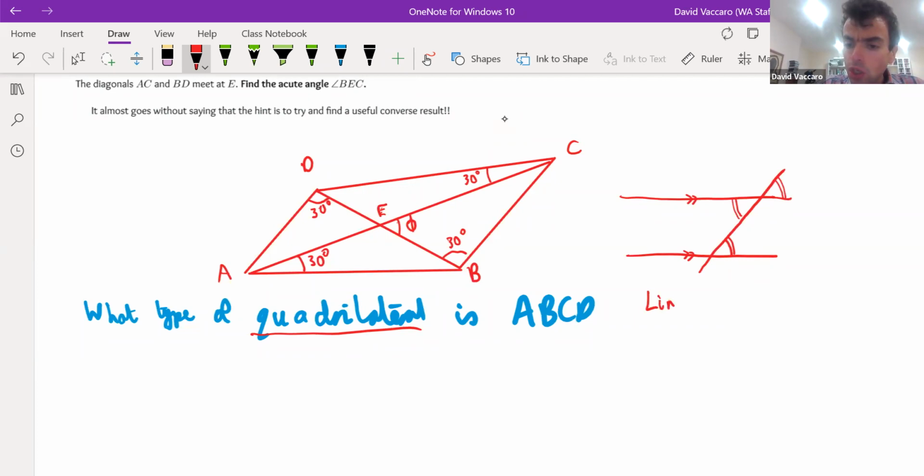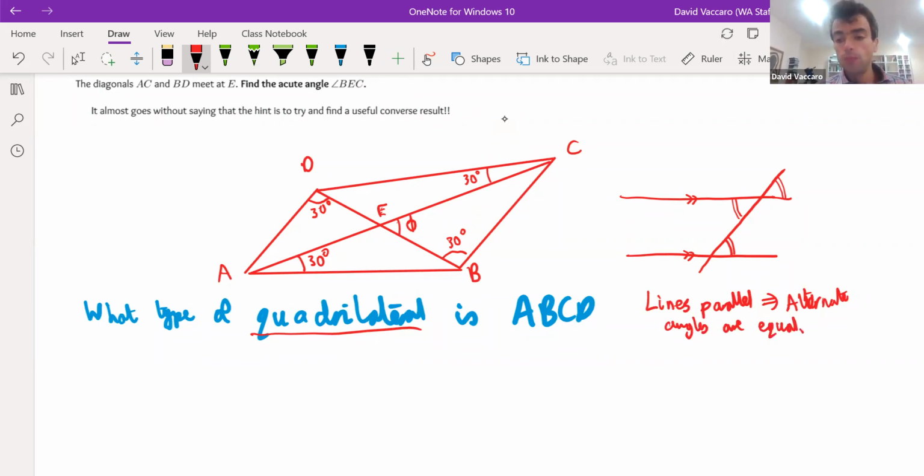So lines parallel implies alternate angles are equal. But something which schools are maybe not so good at discussing is what are called converse results. In other words, results that go in the opposite direction to one that you might expect.